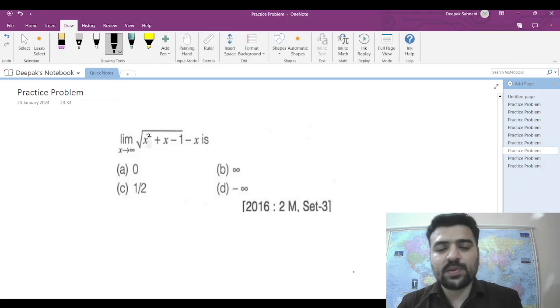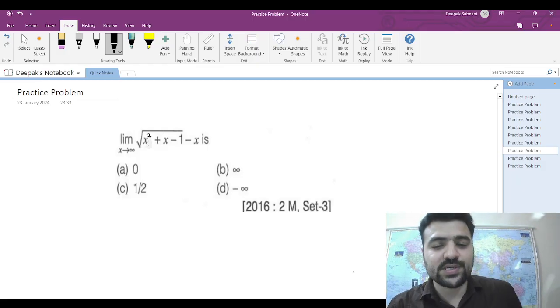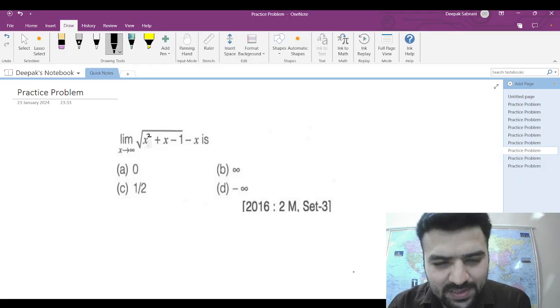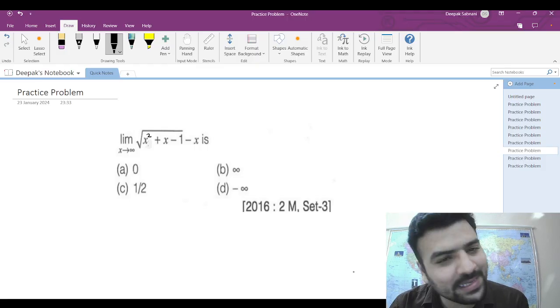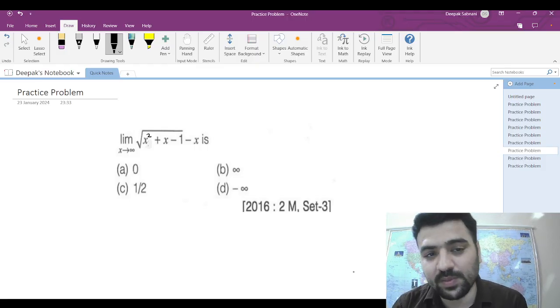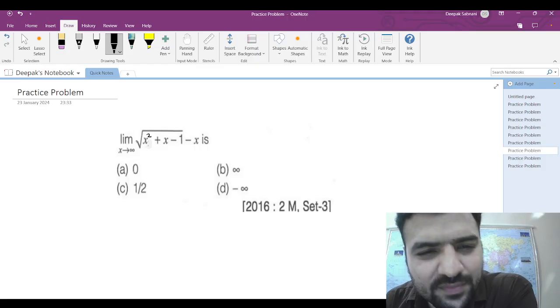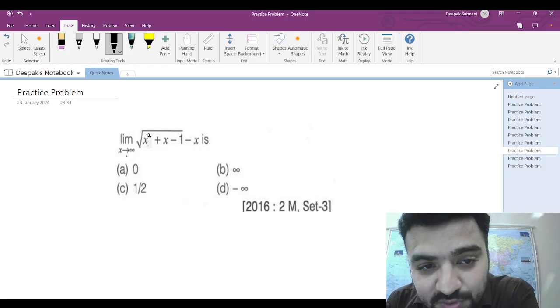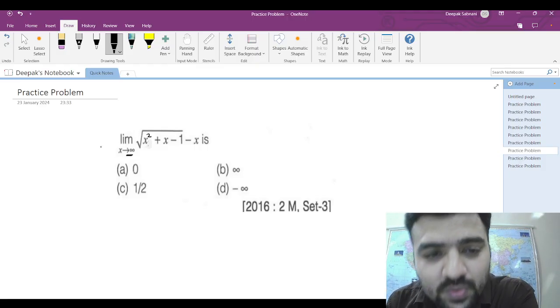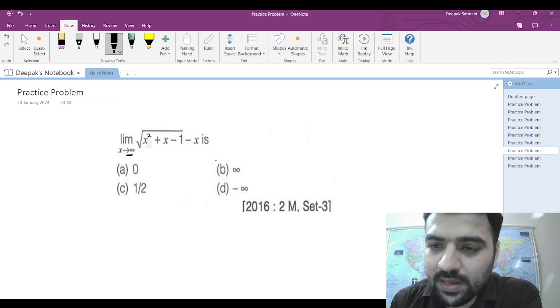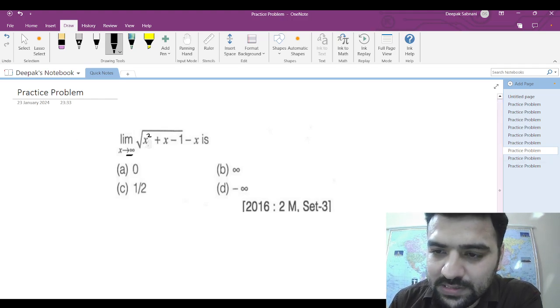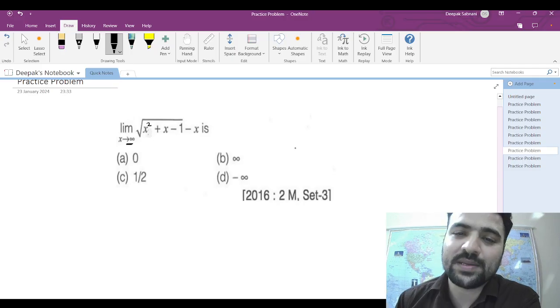Let's solve this problem. This problem was asked in GATE 2016, which carries 2 marks. This is a very standard problem, and many times GATE has asked similar kinds of problems. The problem gives a function and a limit as x approaches infinity. I'll tell you how to solve this by a very simple method.